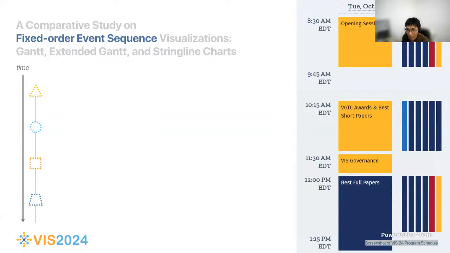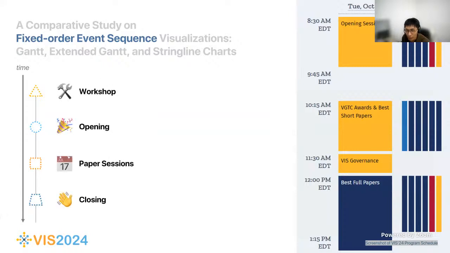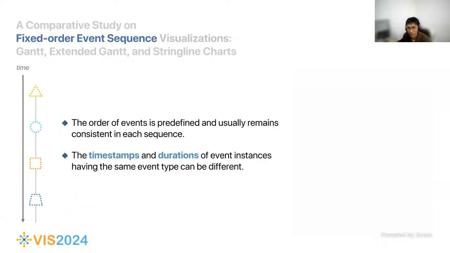And also, except for a long log data set with multiple sequences, a timetable can also be regarded as a single sequence. These events are predefined and fixed on the schedule. So to summarize the feature of fixed order event sequence, we state that in this data, the order of events is predefined and usually remains consistent in each sequence. The timestamps and durations of event instances having the same event type can be different.